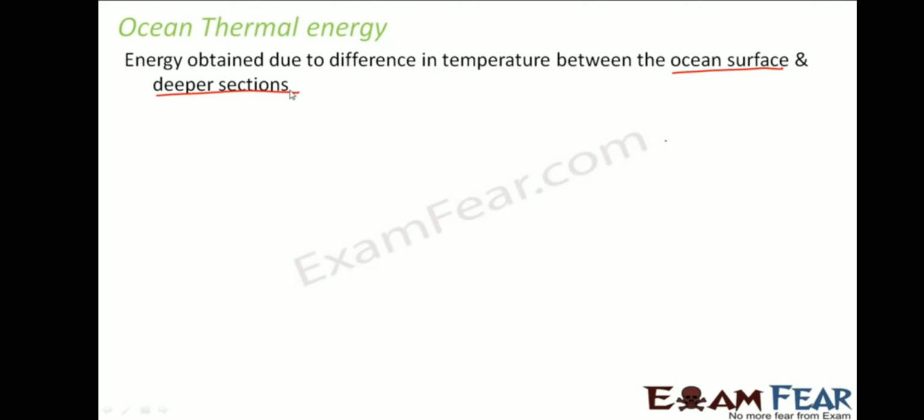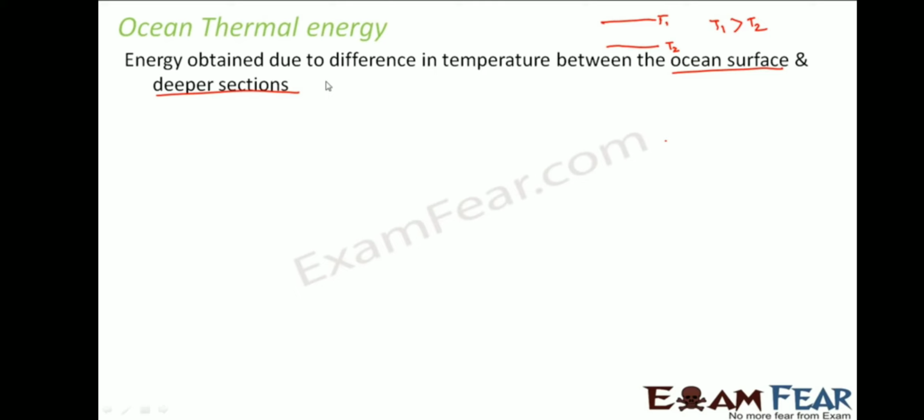Because the surface is directly getting exposed to sunlight, there is a difference in temperature between the ocean surface and the deeper section. So this difference in temperature, if this is T1 and this is T2, such that T1 is greater than T2. This is the ocean surface and this is deep inside the ocean. So due to this difference in temperature, an energy is generated, and this energy is known as ocean thermal energy.